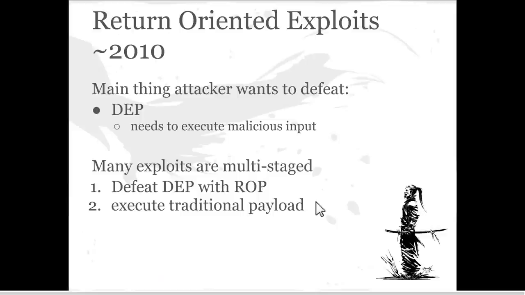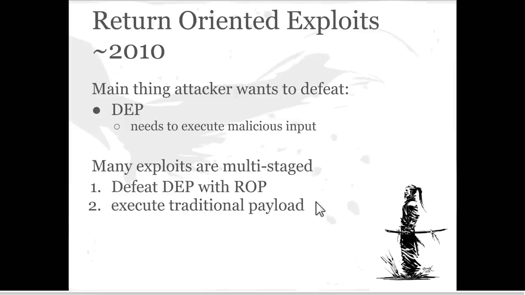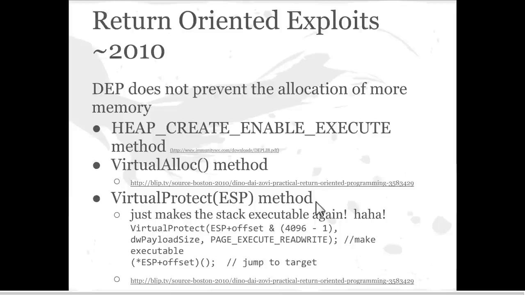And so in 2010, the main thing attackers wanted to defeat was DEP. The first thing you do in your basic exploit, since ROP was still difficult at the time, difficult to think about, and there weren't a lot of tools out there, is you use it for a limited part. You use it to defeat DEP, and then you execute a traditional payload. The thing about DEP is it does not prevent the allocation of more memory segments. So you can allocate another page and give it permissions to write and execute. And then you can write your shellcode there and then point EIP to it and execute, and it'll all be fine.